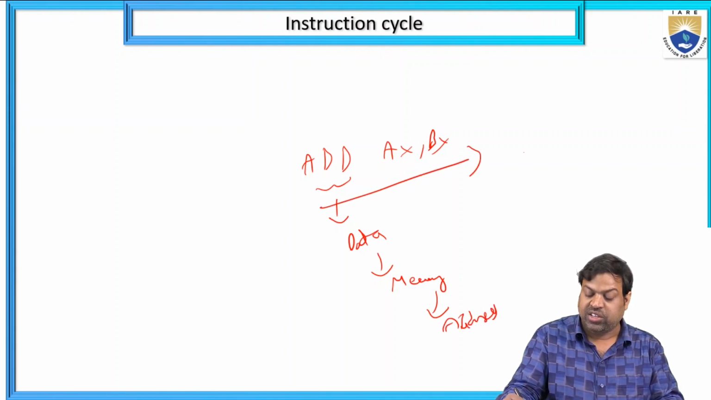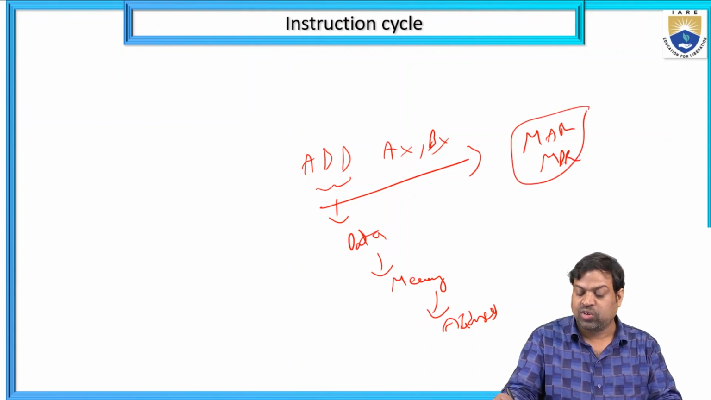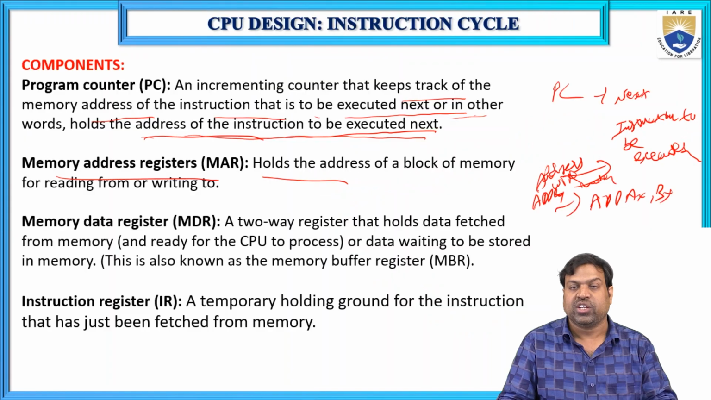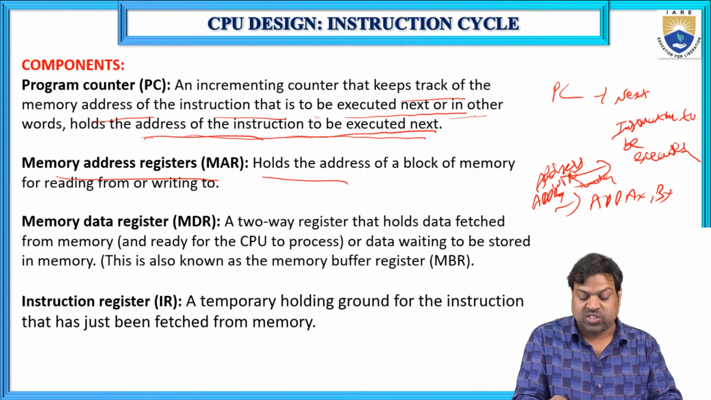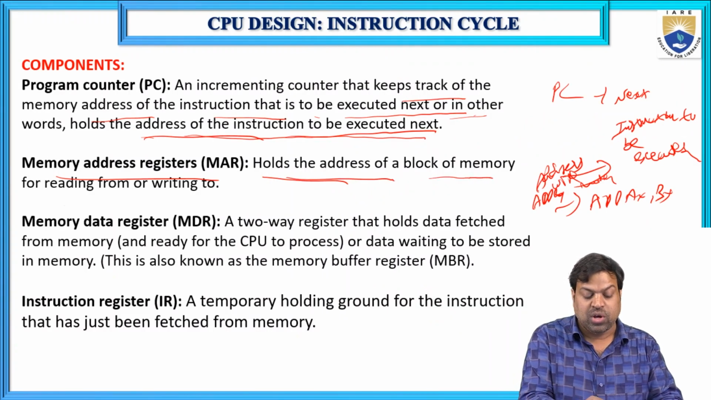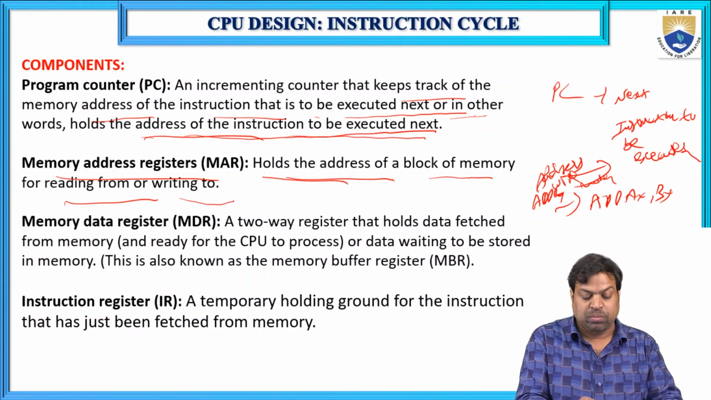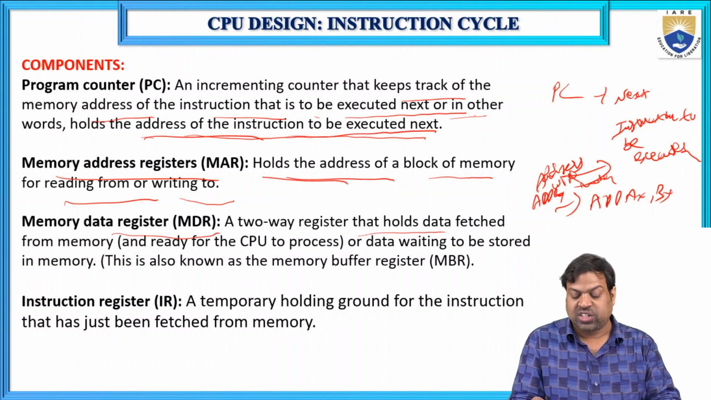For any instruction, I need the memory address register and the memory data register. Then only can it go for execution. If you don't have any address or data for the particular instruction, we can't execute it. So the memory address register holds the address of the memory block for reading from or writing to the memory. The memory data register is a two-way register that holds data fetched from memory or data waiting to be stored in memory. This is also known as the memory buffer register.